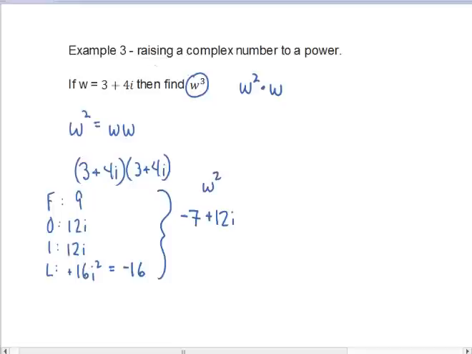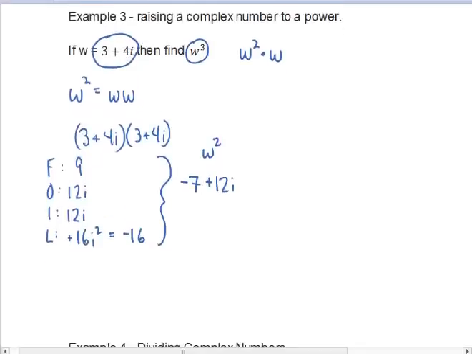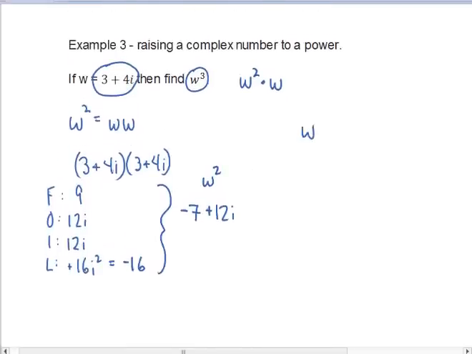To get w cubed, we have to multiply w squared by the w term. So if we do that, I'm just going to write over here, w squared times w is equal to w cubed, and I'm just going to fill in those parts. So w squared, we said was -7 plus 12i, and w is equal to 3 plus 4i again.